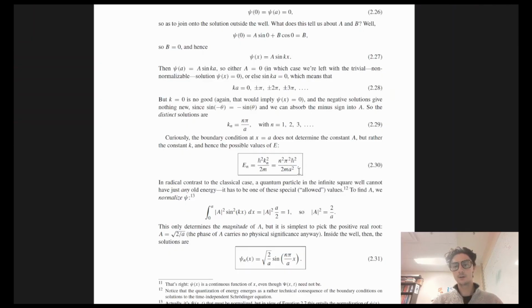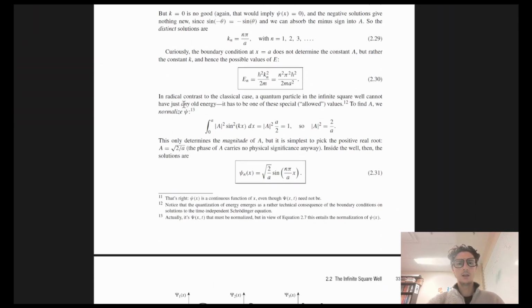a being the size of the well, the infinite square well, h bar is a constant, pi is a constant, 2m are constants, m is the mass of the particle from the Schrödinger equation, and n squared is this quantized parameter, which is just the positive integers from 1 all the way to infinity or whatever. Maybe not infinity, but all the way on for an indeterminate amount of time. In radical contrast to the classical case, a quantum particle in an infinite square well cannot have just any old energy. It has to be one of these special allowed values.